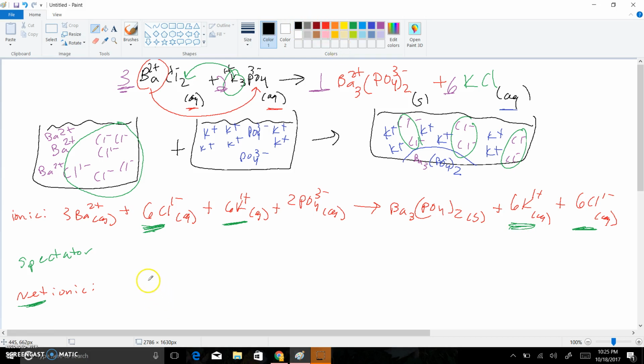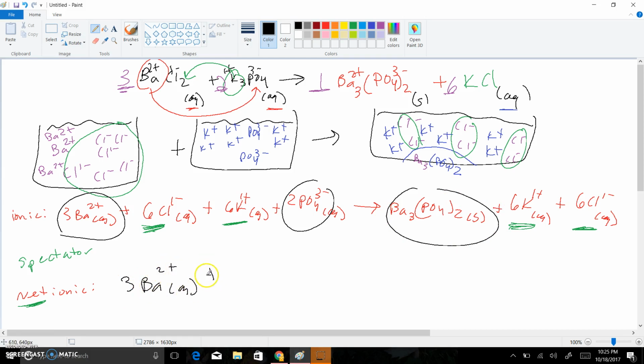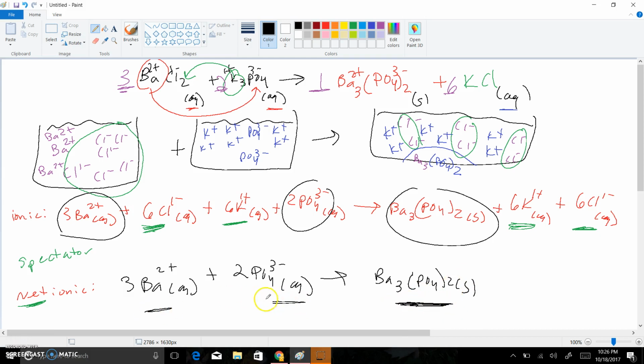So now to write the net ionic equation, I'm going to take out the spectator ions and only include the things that are doing anything, which is the ones I just circled in black. So my net ionic equation will be barium plus my 2 phosphates to make my solid barium phosphate. So for the net ionic equation, what you want to do is start with finding the solid and then just backtrack and find any of the aqueous things that go with it. Hope that helped.